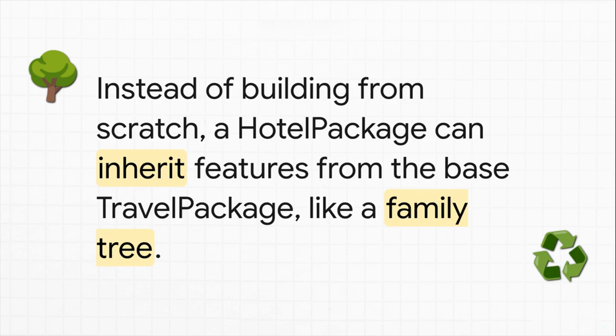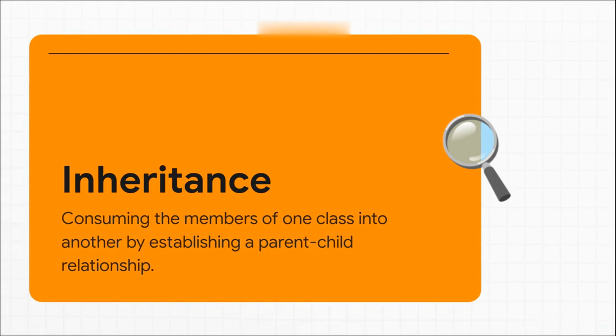The child, that's our hotel package, automatically gets all the traits of its parent, the travel package. Then it's free to add its own unique stuff, like, say, the number of nights you're staying. And this principle is called inheritance. It's all about creating that parent-child relationship to achieve one of the biggest goals in programming, code reusability. I mean, why build something twice when you can just inherit it? It's all about working smarter, not harder.